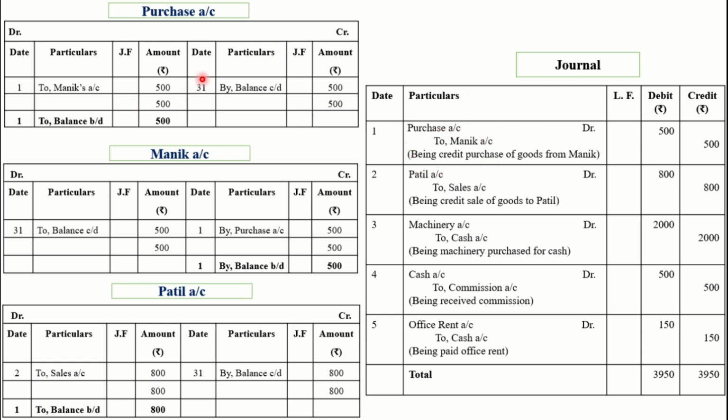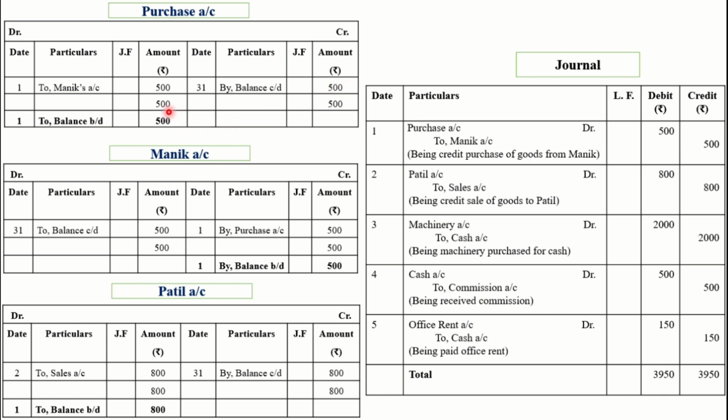That's why on purchase account we have to balance the credit side, because we have to balance both debit and credit. Here we have recorded only first, to Manik account 500, but there is no transaction in which purchase account entries are on the credit side. That's why to balance both the sides we need to add on credit side the last date of that month, that is 31st, by balance carry down rupees 500.